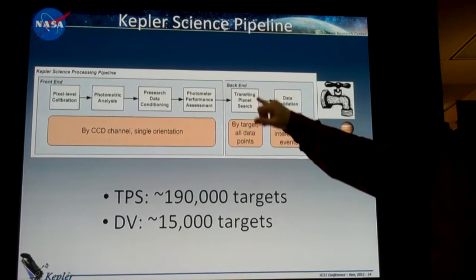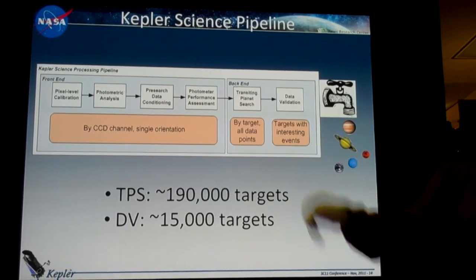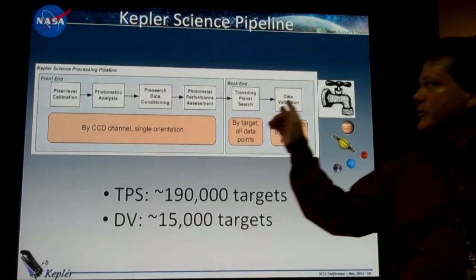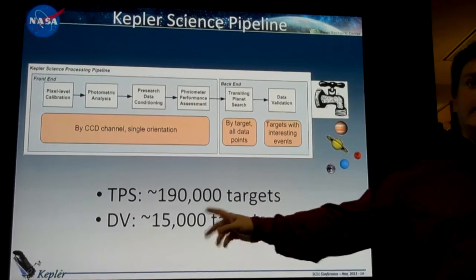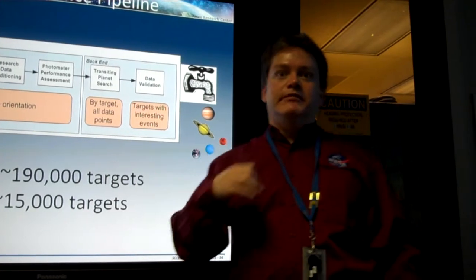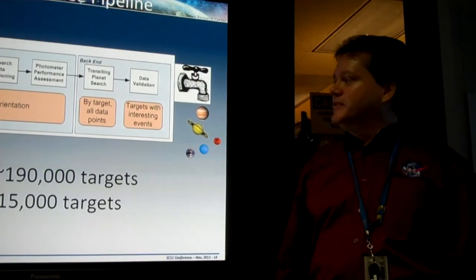And the idea here is that this one identifies a subset of these that may be planetary candidates, and that's what we flow into what we call data validation. So of those 190,000, we trim that down to about 15,000. But even of these 15,000, we only think maybe less than half of these are real. The rest are false positives of some kind caused by either astrophysical effects or the spacecraft itself.